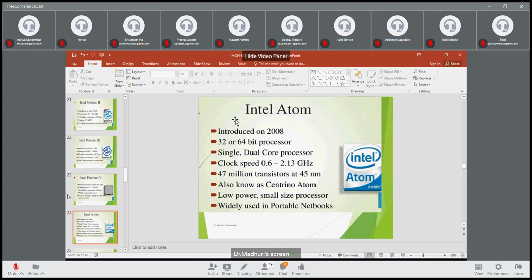Is it understood? Yes. It is a widely portable network.